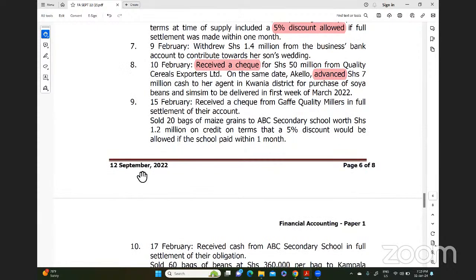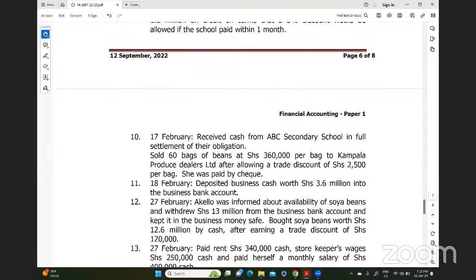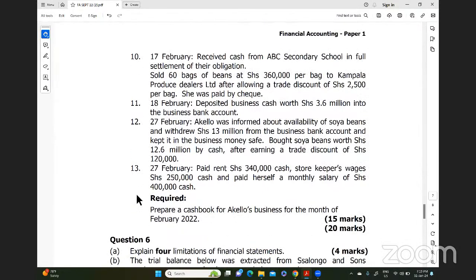Okay, on the same date of 15th of Feb, sold 20 bags of maize grains to ABC Secondary School worth shillings 1.2 million on credit, on terms that 5% discount would be allowed if the school paid within a month. We just skip it, not so? Credit transactions have no place in a cash book.